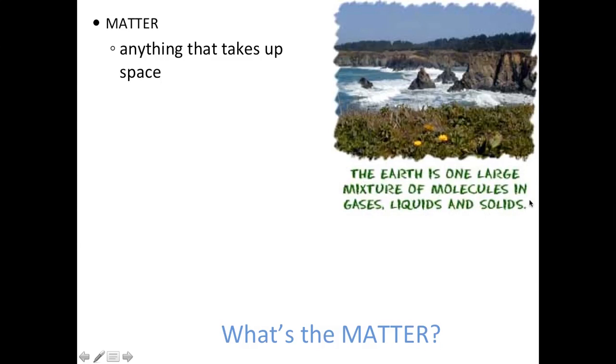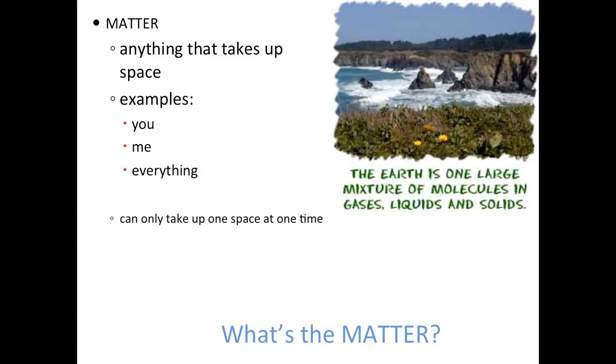And it says right here, Earth is one mixture of molecules in gases, liquids, and solids, because gases, liquids, and solids are the forms of matter that you could have. There are other ones as well, but for this class, we're mostly going to be focusing on those three. Examples of matter include you, me, basically everything that you could think of is matter.